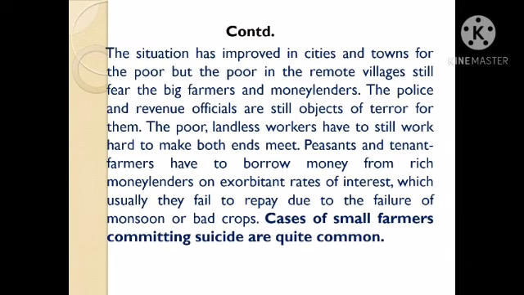Continuation. The situation has improved in cities and towns for the poor, but the poor in the remote villages still fear the big farmers and money lenders. So now we are giving certain instances which prove our point that we are still not free from fear even after independence, especially the poor peasants and the farmers and all the poor persons. The police and the revenue officials are still objects of terror for them. The poor landless workers have to still work hard to make both ends meet. Peasants and tenant farmers have to borrow money from rich money lenders on exorbitant rates of interest.